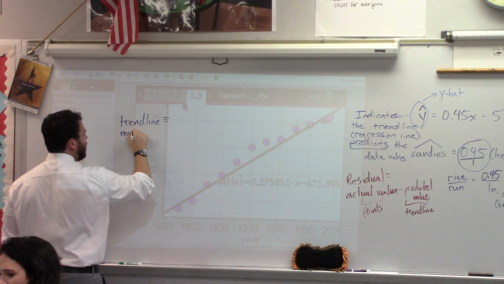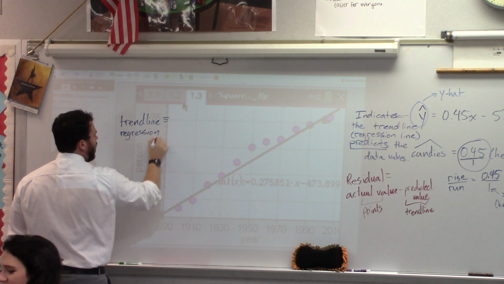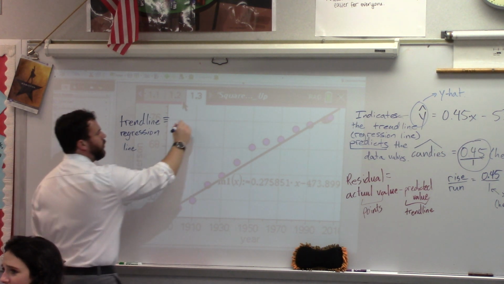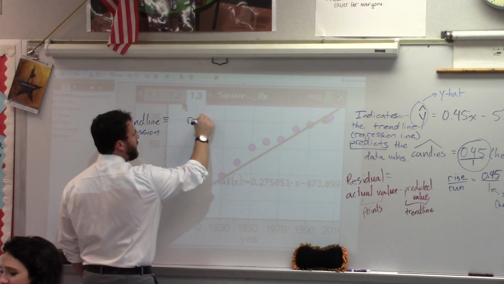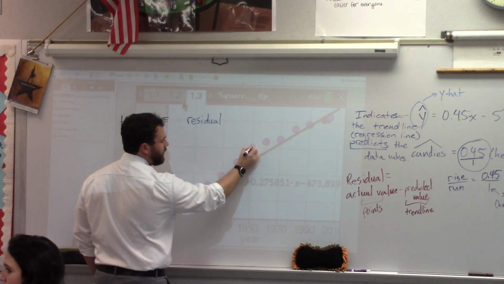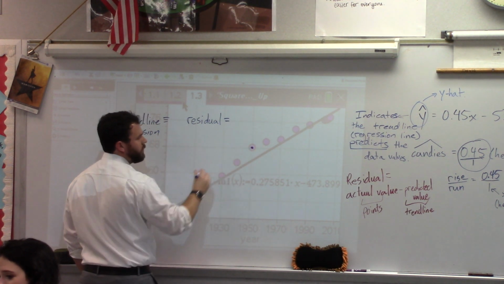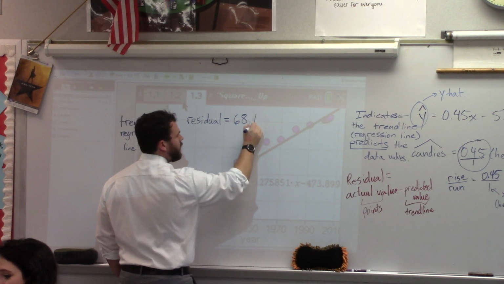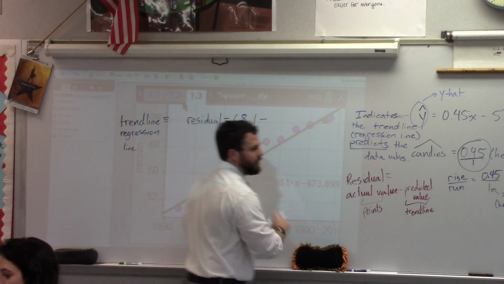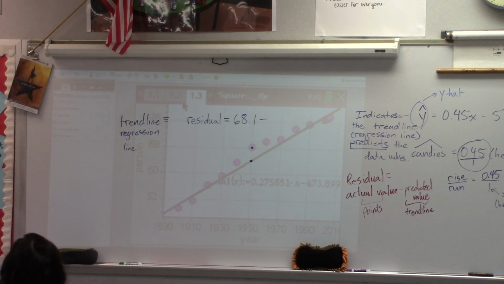Okay, so we are looking at a regression line. In order to calculate the residual, we already said that we're going to take the actual value, which I believe everyone had the same actual value. What was this? 68.1. And then we subtracted out the predicted. So I need to figure out what my predicted is. I'm going to plug in 1950.